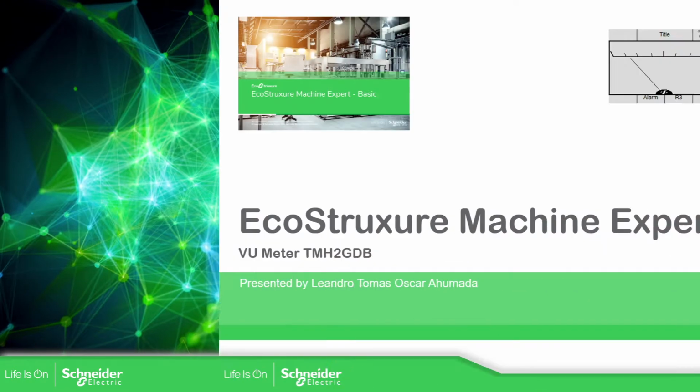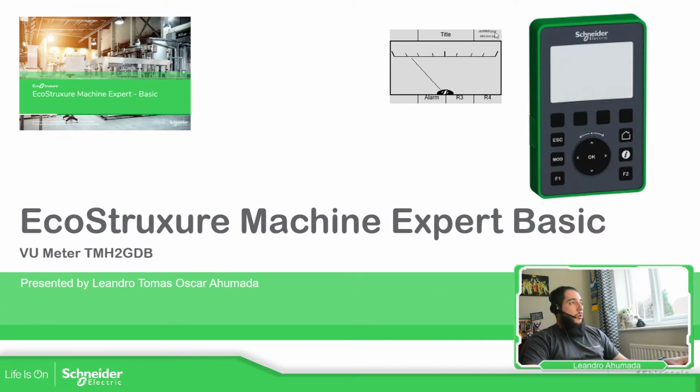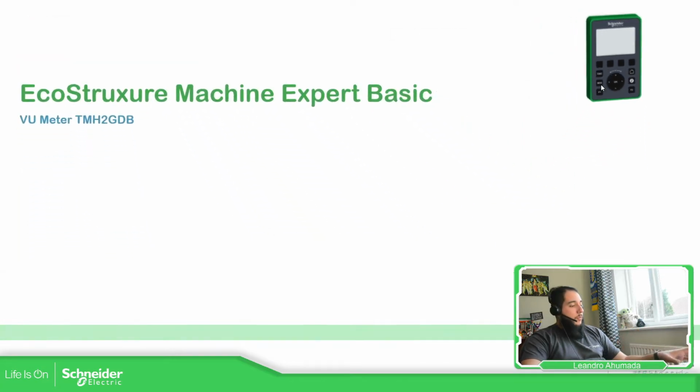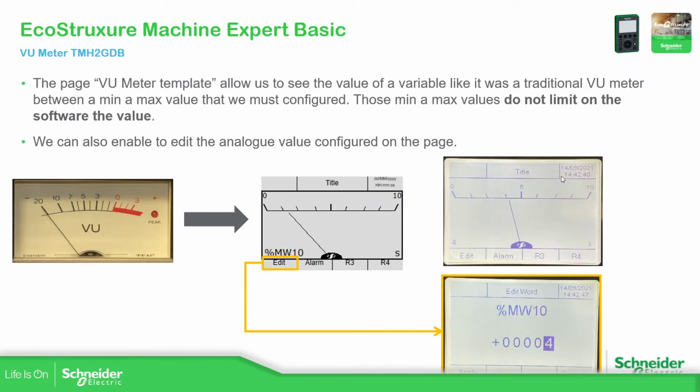In this video we're going to see the template VU meter that we have for the remote graphic display inside the software EcoStruxure Machine Expert Basic. So let's go to the presentation. The idea is to make this template associated with a variable inside our project to see in this view the variables inside this HMI. So if we continue with the presentation, this is very simple.